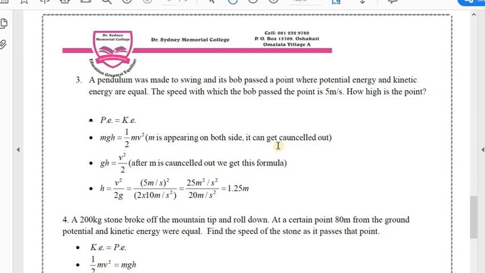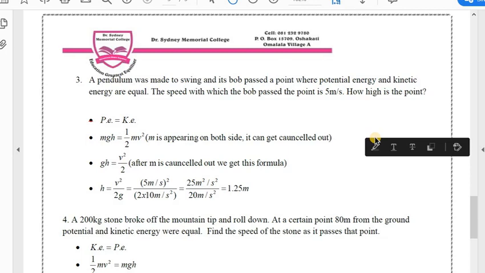So m cancels out. Now, what are you left with? You are writing this equation. Don't just look at the screen and say, I'm understanding it. Write it. Follow it step by step. Cancel out the m. I've cancelled out my m. Right. So now you're left with gh is equal to 1 over 2 v squared, because the m is gone.